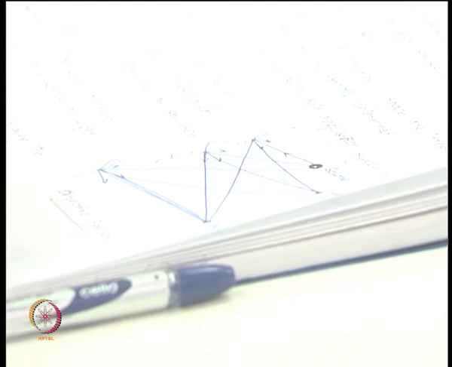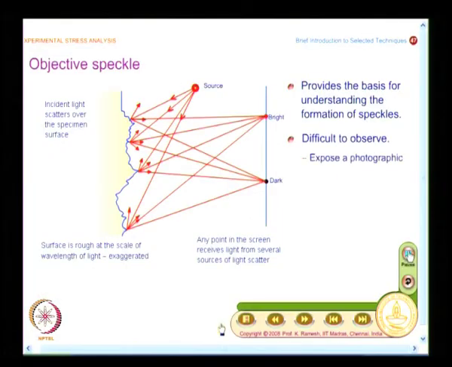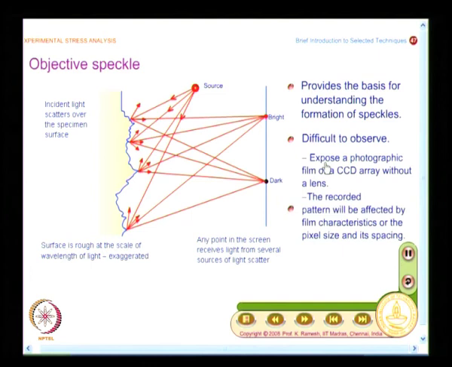So, the moment I put a lens, though I record something, whatever the specular reflecting object, if I look at it directly, I would be recording only subjective speckle, but only on a photographic plate, or you have to take special effort to record objective speckle. So, it is difficult to observe, and this is the methodology given. I can expose a photographic film or a CCD array without a lens.